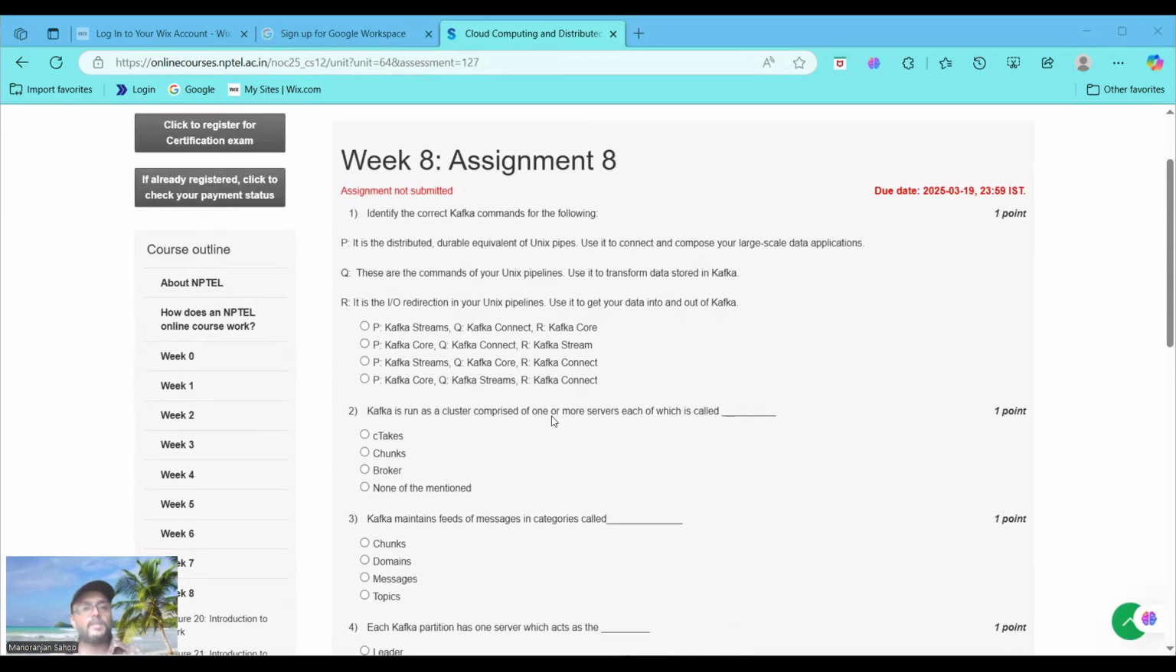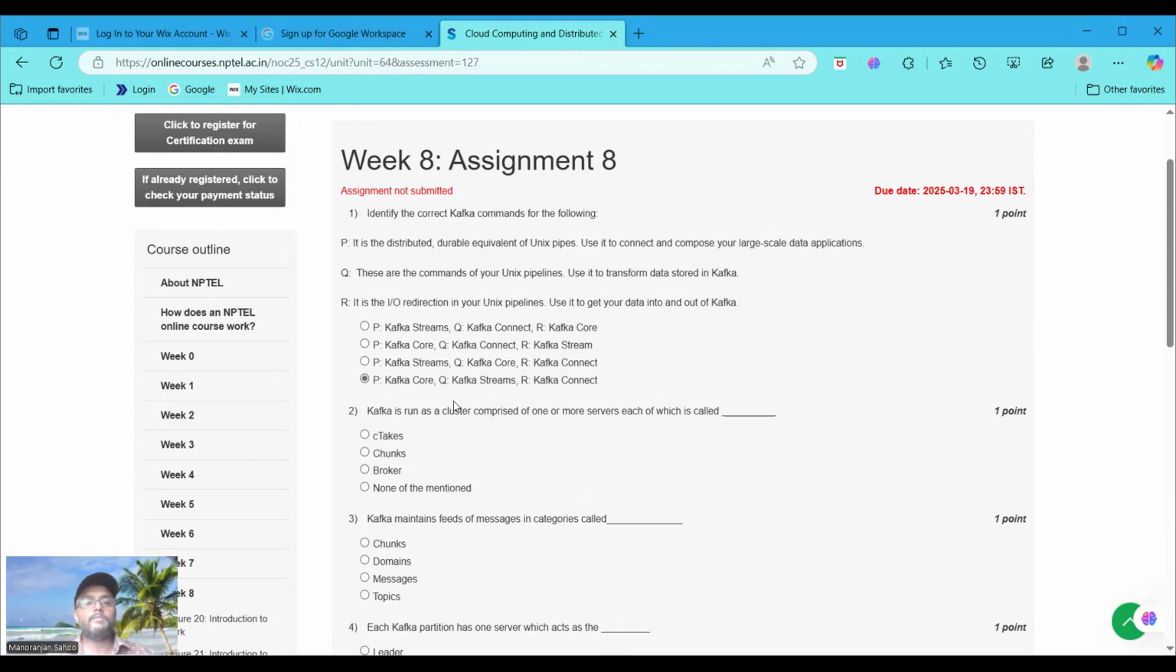The first question is asking us to identify the correct Kafka components for the following. Statement P: it is the distributed, durable equivalent of Unix pipes used to connect and compose your large-scale data applications. Statement Q: these are the commands of your Unix pipelines used to transform data stored in Kafka. R: it is the input/output redirections in your Unix pipeline, used to get your data into and out of Kafka. Four options are there, and out of the four options the most appropriate is option D.